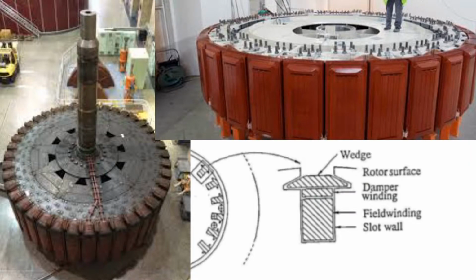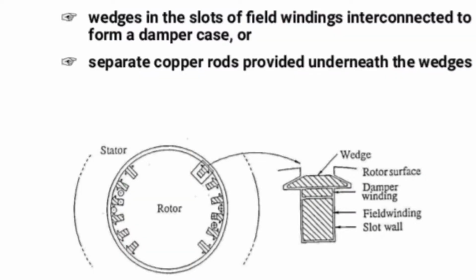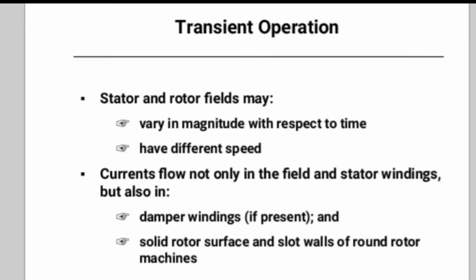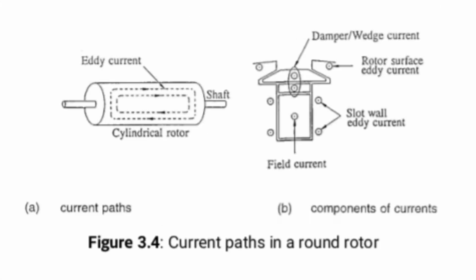Here the wedges in the slots of the field windings are interconnected to form a damper cage, or separate copper rods are provided underneath the wedges, during unbalanced or transient conditions. Stator and rotor fields may vary in magnitude with respect to time and have different speeds. Currents flow not only in the field and stator windings, but also in damper windings if present, and in the solid rotor surface and slot walls of round rotor machines, as in the figure.